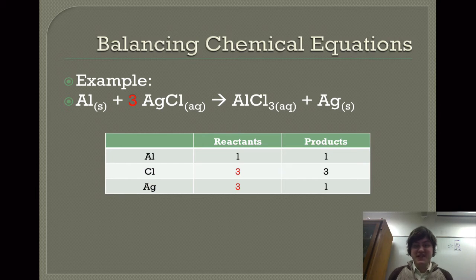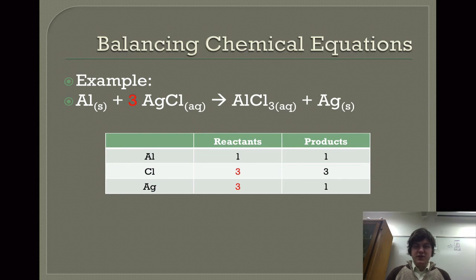However, you can see that it also increases the number of silver on the reactant side to 3. So now we have chlorine balanced, but silver is imbalanced. We need to take another step to balance silver. So we have 3 silver atoms on the reactant side and only 1 on the product side.